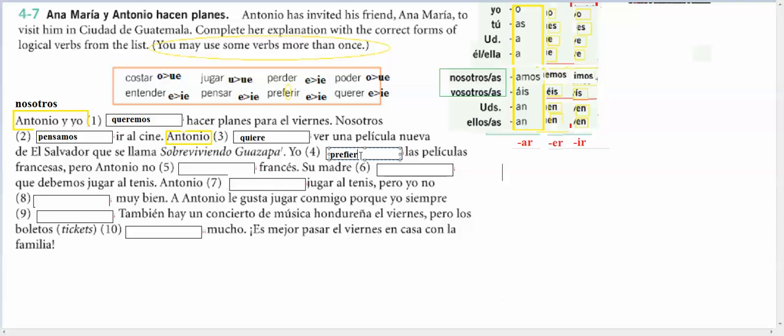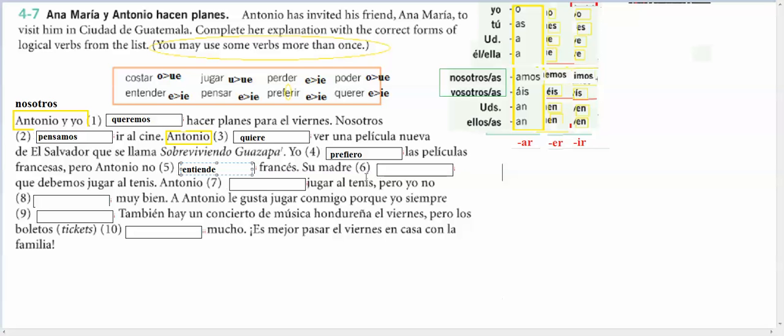Yo prefiero las películas francesas, pero Antonio no blank francés. Well, the problem would be that he doesn't understand French. He can't go if he doesn't understand. Entender. Okay. Who is it that doesn't understand French? Antonio or he. He is outside of the green box. So I am going to make the spelling change. I'm going to go over here and change my E to an IE. And for he, this is an ER verb. I'm going to go up here for he and I add an E.